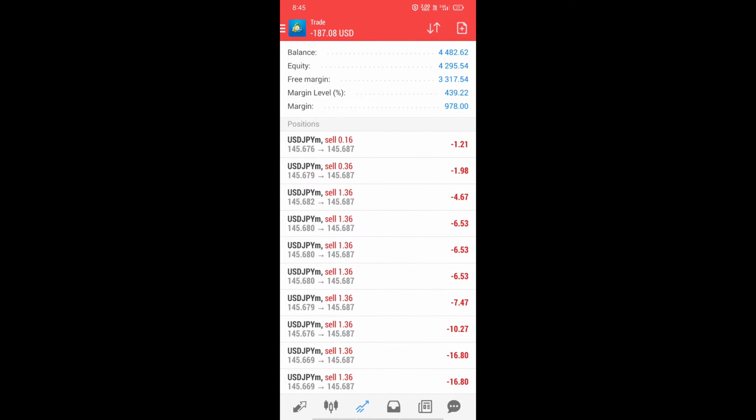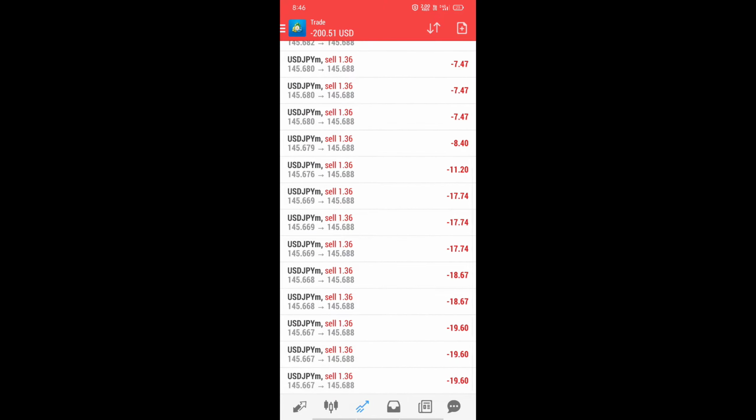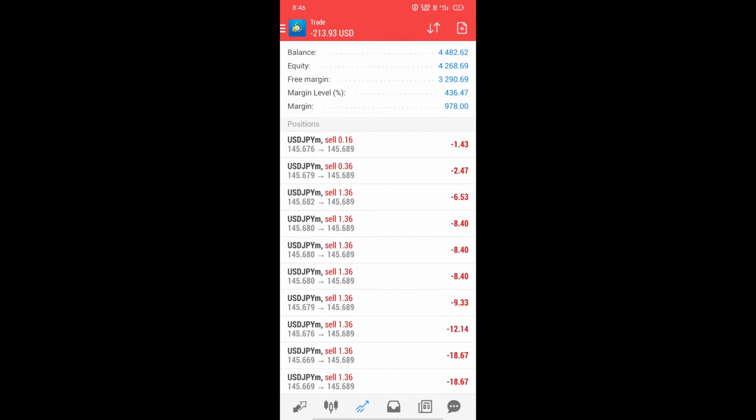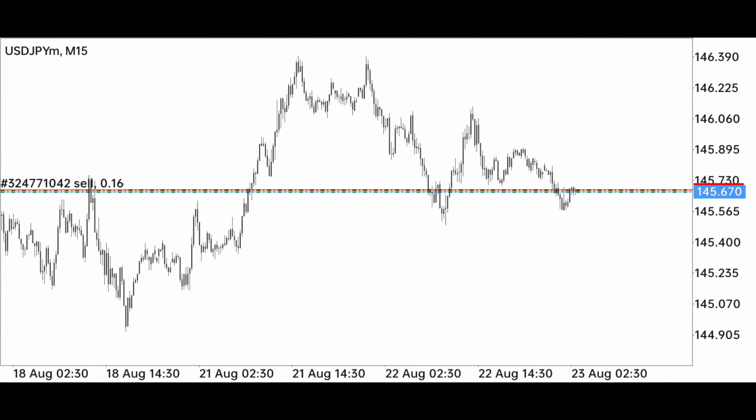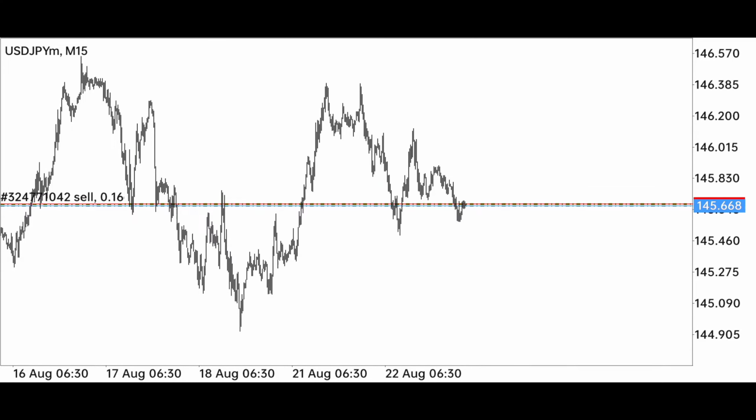Guys, we have $4,482 in this account, which we are going to grow now. Some dollars loss may be visible here. As the market moves down, we will get profit. We will understand the reason for the selling trade with proper technical analysis, by which we will be able to find out step by step how the selling opportunity has been created in the market.